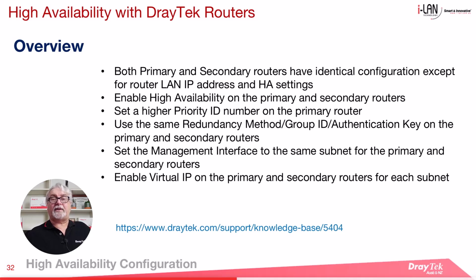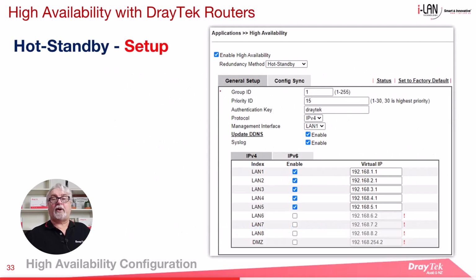You can find all the necessary information for hot standby mode in the knowledge base article 5404 at the bottom here, but we'll step through the settings now. To set up high availability in hot standby mode, follow these steps. To access the high availability feature, navigate to the Applications menu and select High Availability. Then navigate to the General Setup tab.